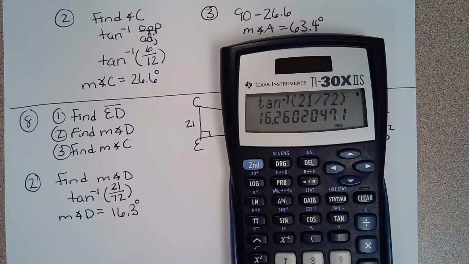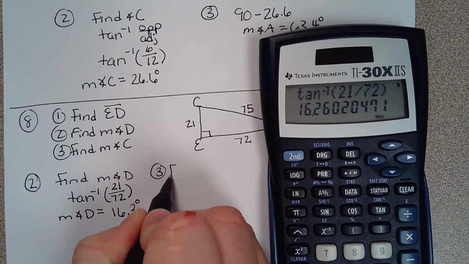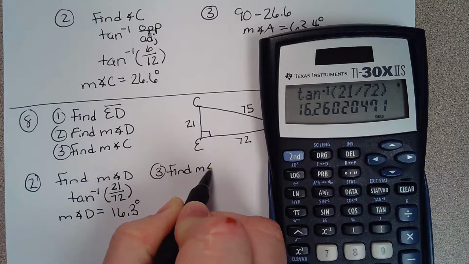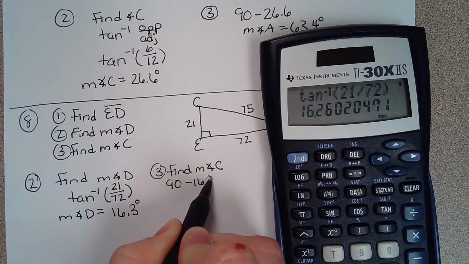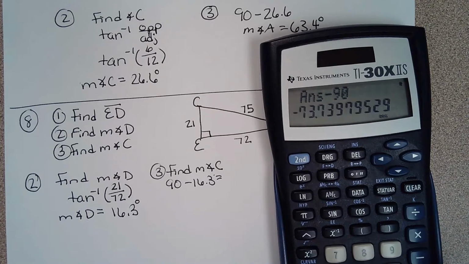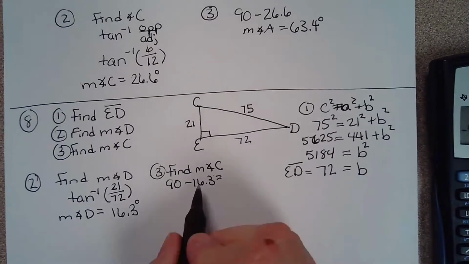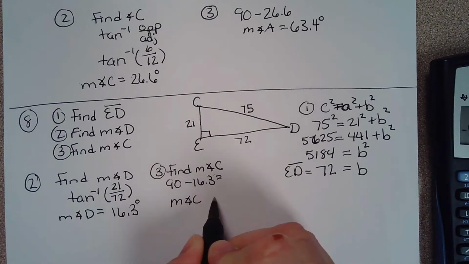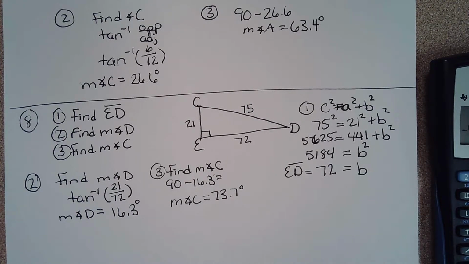Now, to get the other part, which is going to be part 3, we're going to look for the measure of angle C. We are going to do 90 minus 16.3. And when we do that, it's going to end up being 73.7. So the measure of angle C equals 73.7 degrees. All right, so that's how we do number 8. If you didn't pause it before and work through it, you could.